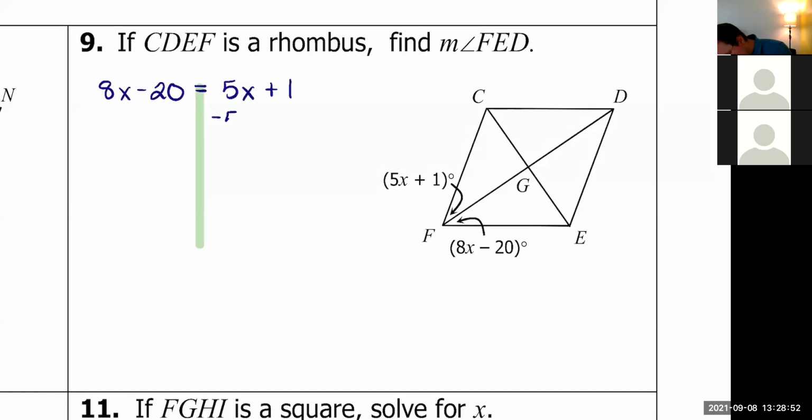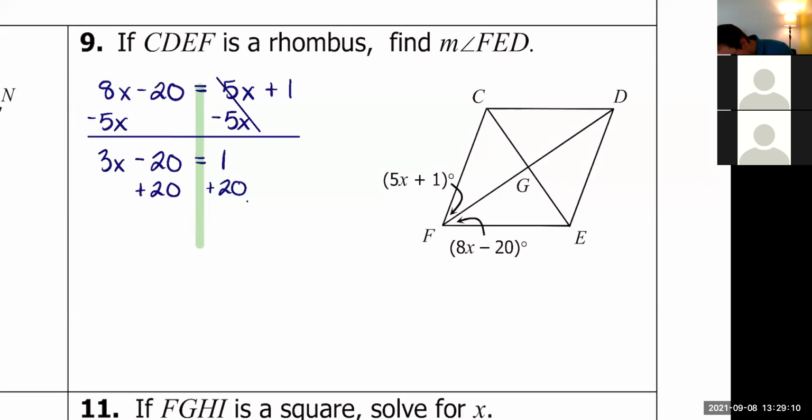I'm going to subtract 5x from both sides. I get 3x minus 20 equals 1. Add 20 to both sides. I get 3x equals 21. Divide by 3. I get x equals 7. I'll write it off to the side here.